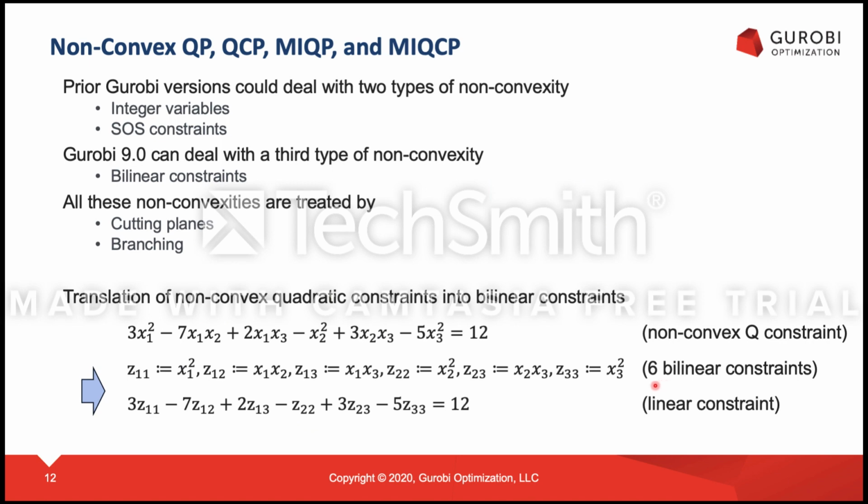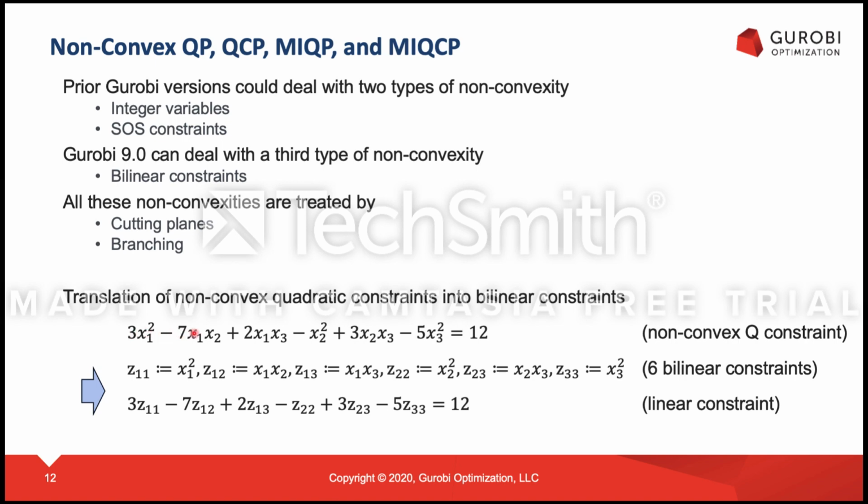Now, what do we do with non-convexity? Before version 9, there were two types of non-convexity that we treat, which are integer variables and special ordered sets. What we added for 9 is specifically bilinear constraints. And these are treated exactly by the same framework as integer and special ordered sets, namely by cutting planes and by branching rules. And now you may wonder, okay, we support bilinear constraints, but what about this non-convex Q? Well, the reason is that you can always translate a non-convex quadratic constraint into a set of bilinear constraints plus a linear constraint. So the transformation is really simple.